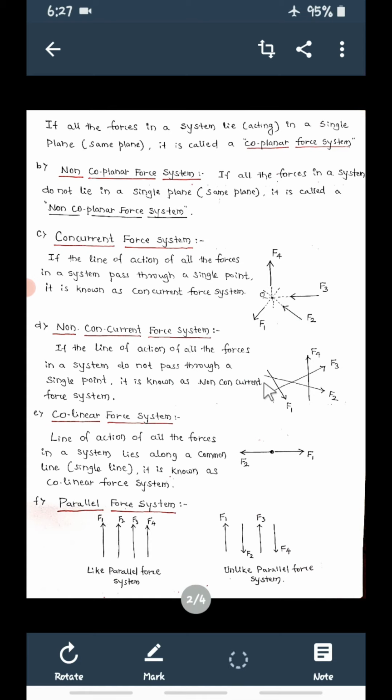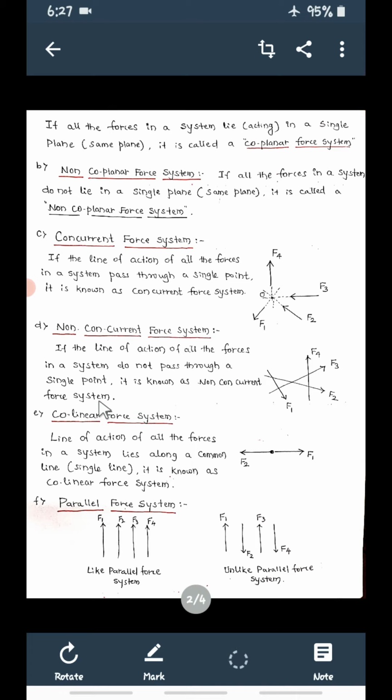Right, now again observe this. This is F1, this is F2, this is F3, F4. The lines of action of all the forces are different, they are not going to pass through a single point. So this system is called a non-concurrent force system. If the lines of action of all the forces in a system do not pass through a single point, then that force system is called a non-concurrent force system.